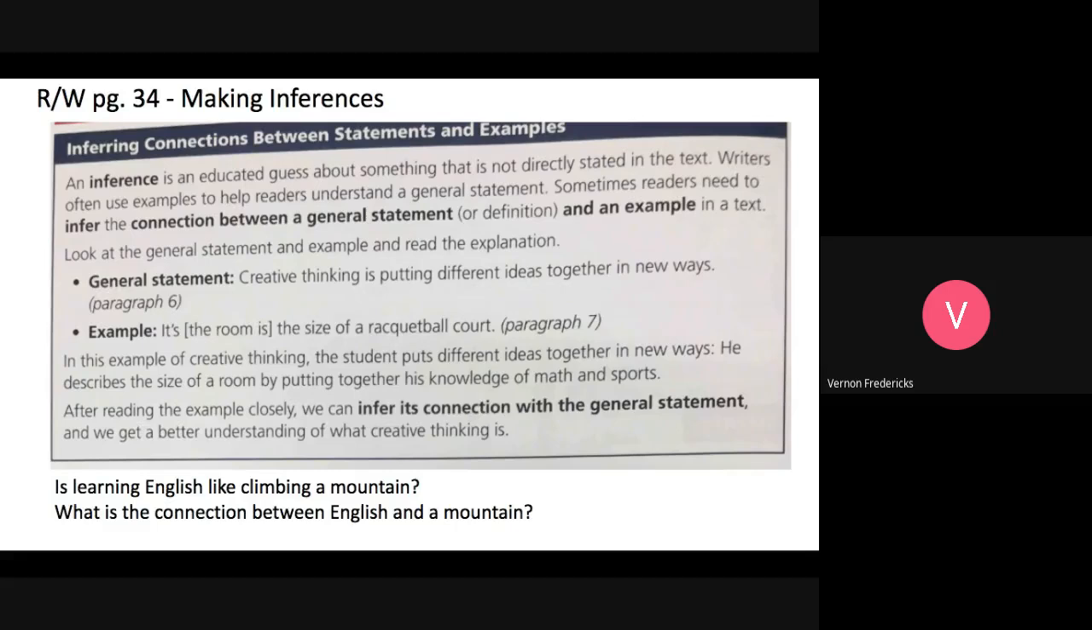Because we have an example there, we get a better understanding of what creative thinking is. Okay. Number 1, the first question at the bottom, is: is learning English like climbing a mountain? What do you think? What is the connection between English and a mountain?